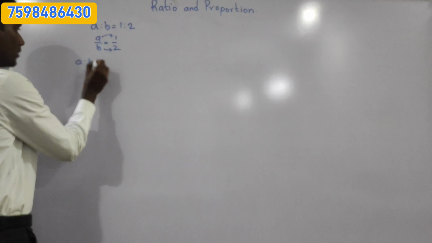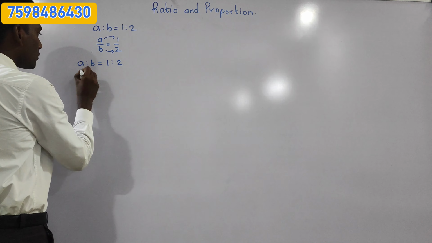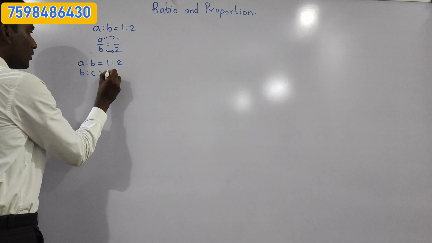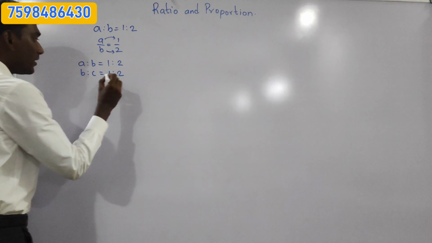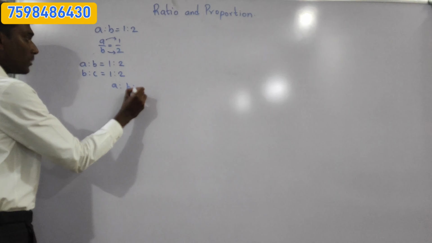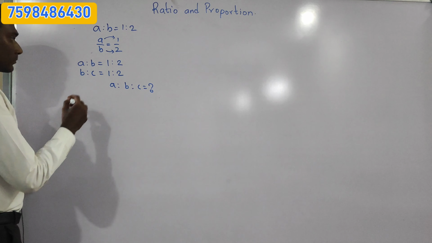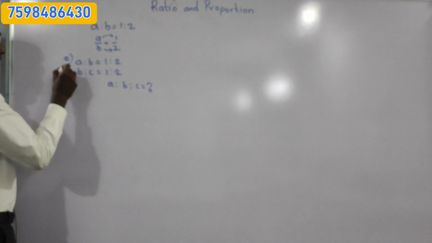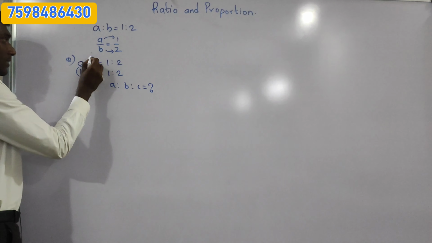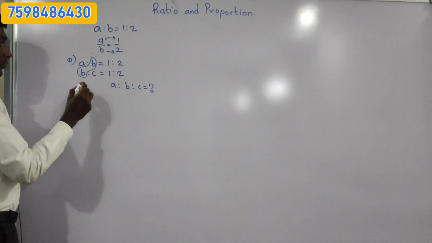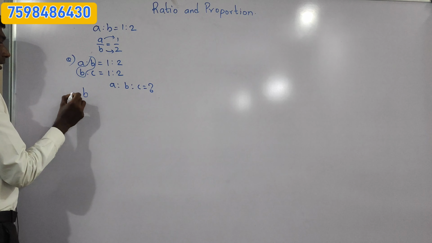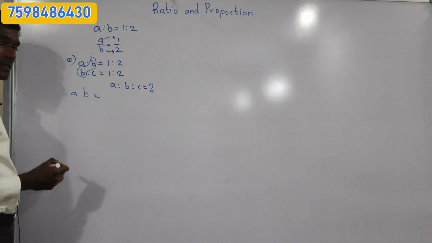Suppose they give you A is to B is equal to 1 is to 2, and B is to C is equal to 1 is to 2. Find the value of A is to B is to C. This is the question asked. Now look at this question. On the left hand side, the B value is common. So I will take B in the center, then A here and then C here.